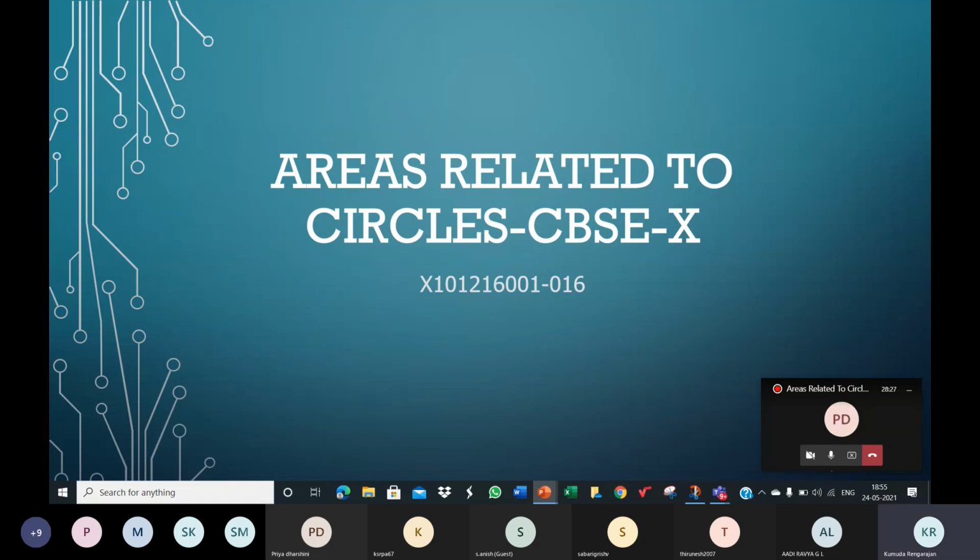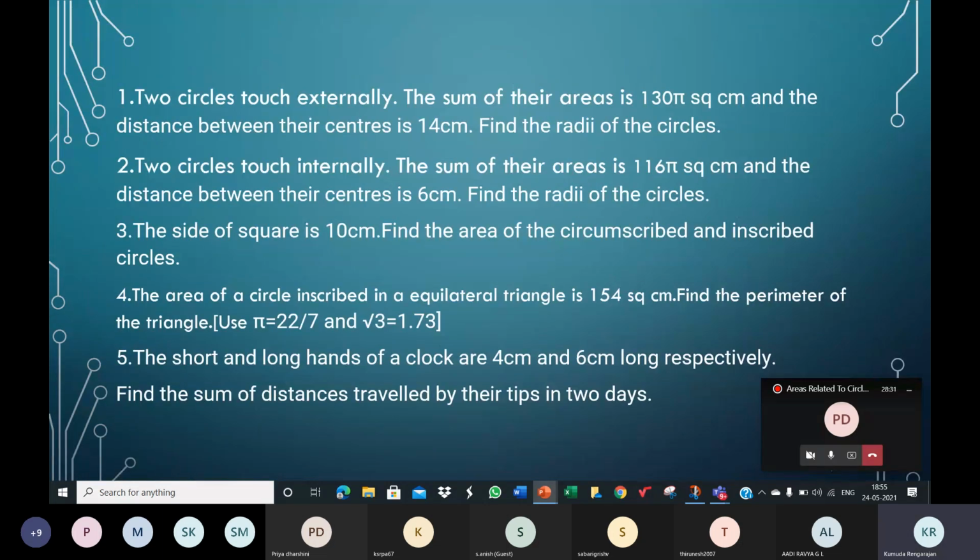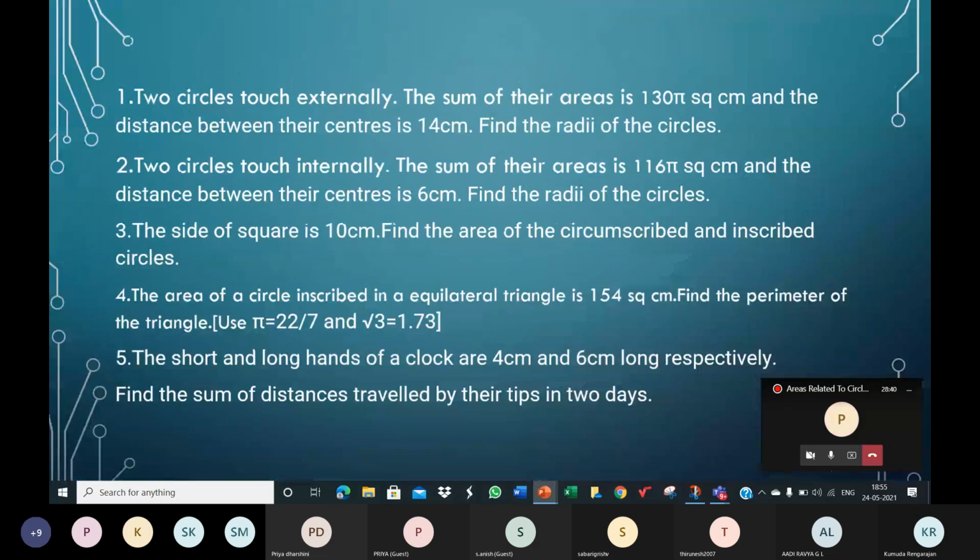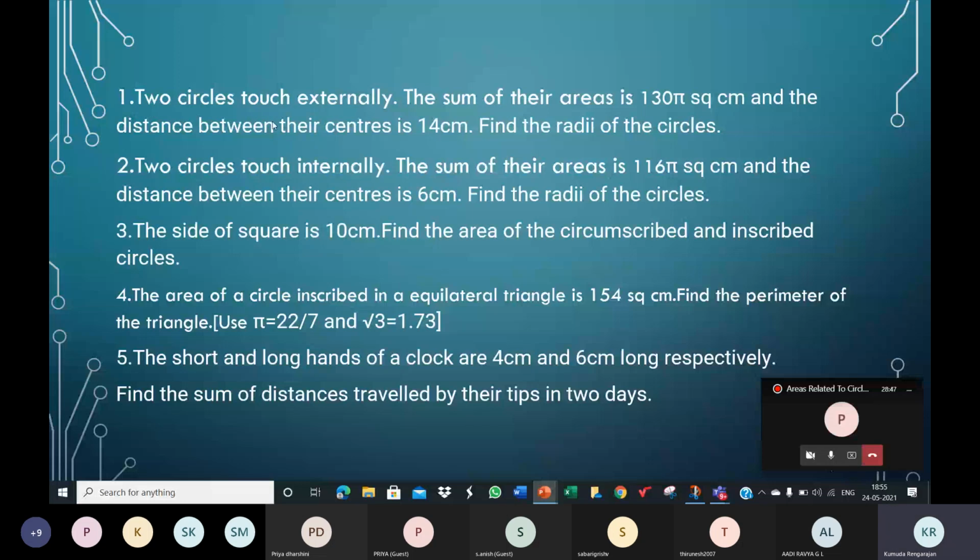I've shared my screen, children. Is it visible? Yes, ma'am. All right, children. Let's work some extra problems from this chapter, areas related to circles. Please write down the first question. Let's try it together.